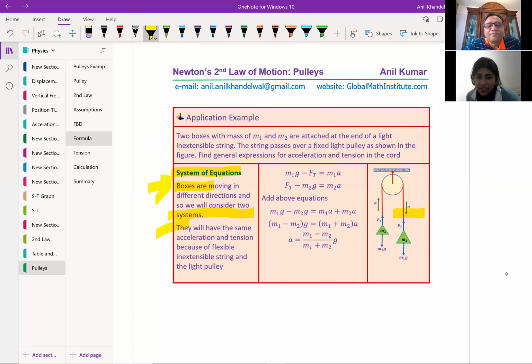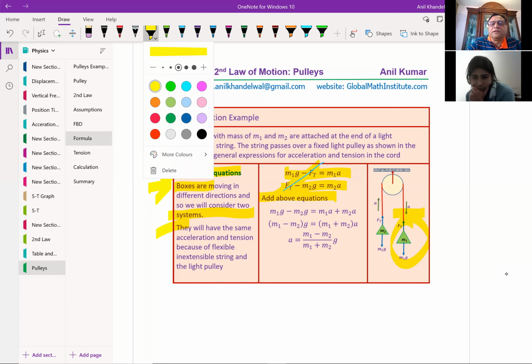They will have the same acceleration and tension because of the flexible inextensible string and the light pulley. Oh, so these are the assumptions we made. Same equations which we discussed earlier: for the first system, m1g minus the tension Ft is equal to m1a. And in the second case, Ft minus m2g is m2a. When we add the above equations, what do we get? The Ft and Ft cancel, correct? So we get m1g minus m2g equals m1a plus m2a. Taking g common and a common, and then dividing, we get the expression for acceleration. Is that clear to you?